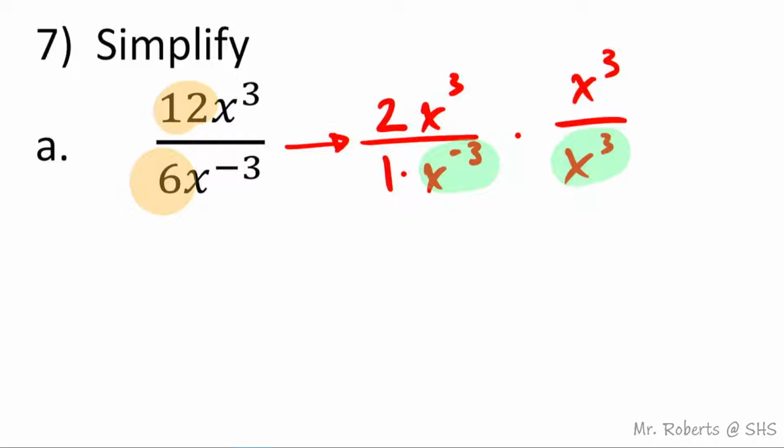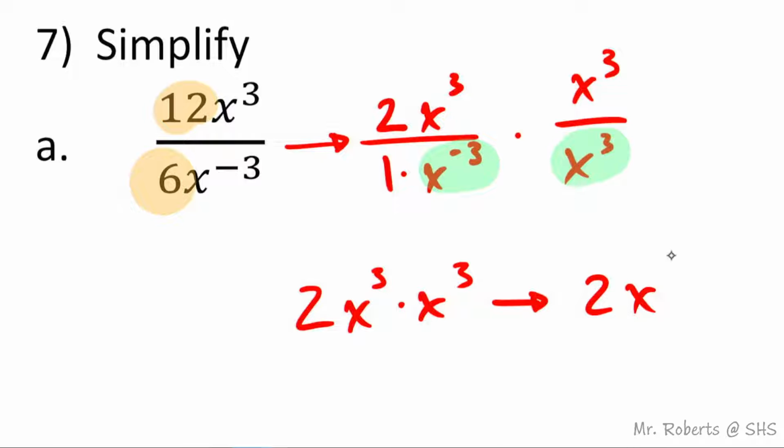So the only thing in the denominator right now is 1 times 1, right? In other words, I don't have to write the denominator because it's just 1. In my numerator, I've got 2, and you can see I've got 3 factors of x times an additional 3 factors of x, which is a total of 6 factors of x, so 2x to the 6th power.